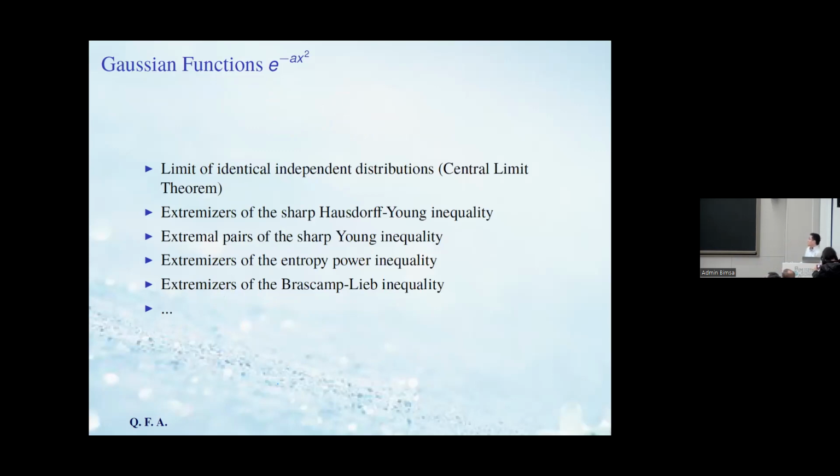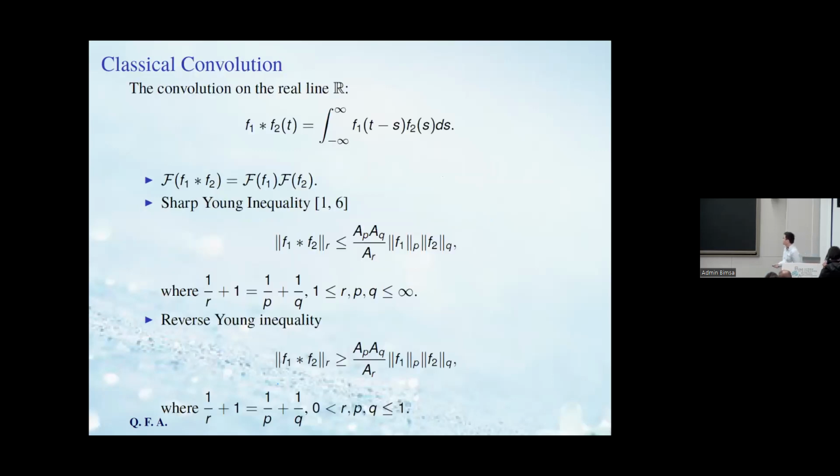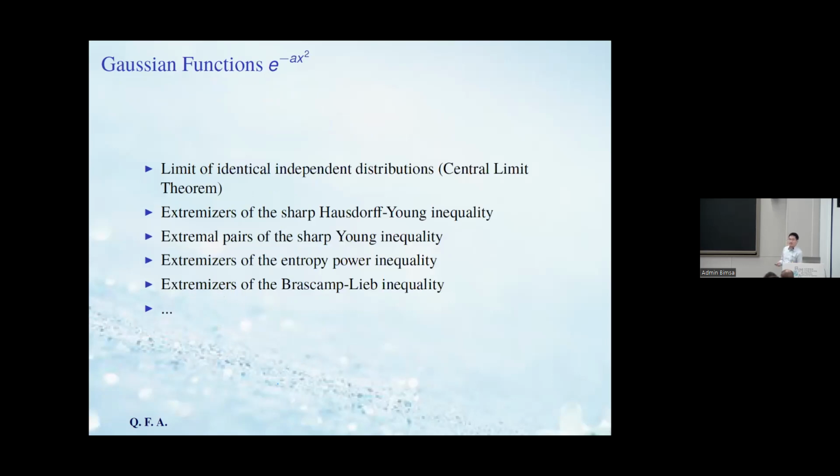We say that the Gaussian functions are the extremizer of the sharp Hausdorff-Young inequality, the extremal pair of the sharp Young inequality. If we differentiate the Hausdorff-Young inequality, we will get the Hirschman-Beckner uncertainty principle. The Hausdorff-Young inequality also has parameters p, q, r. If we differentiate the sharp Young inequality, we actually will get the entropy power inequality, which is very useful in information theory. And more importantly, its extremizer is also the Gaussian function. So this indicates that the Hausdorff-Young inequality is very important.